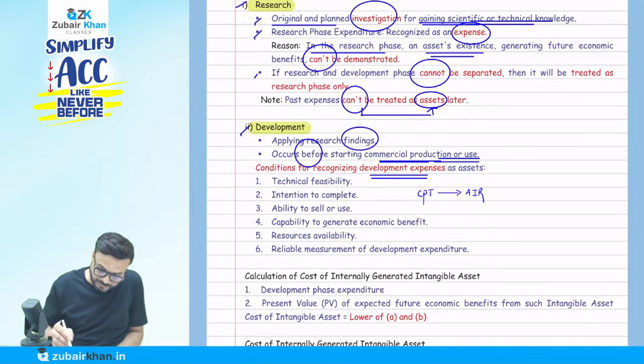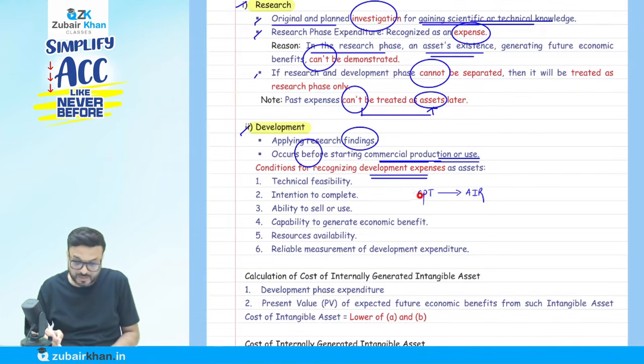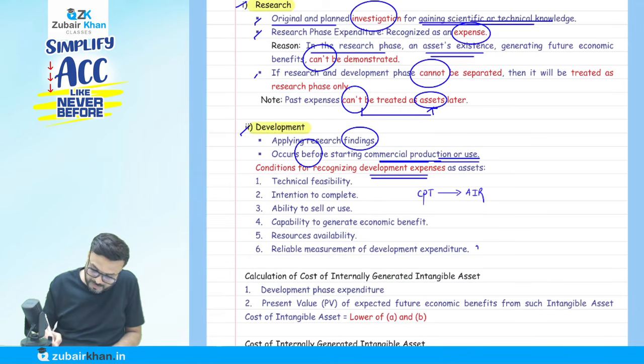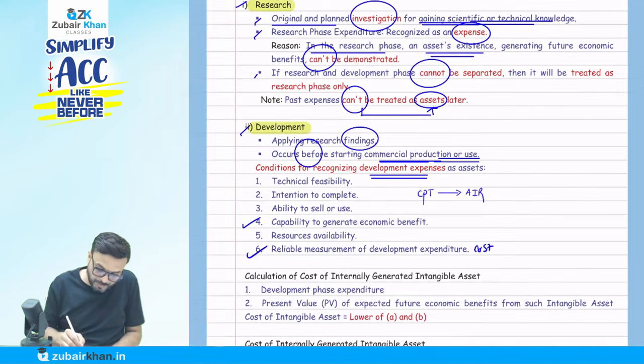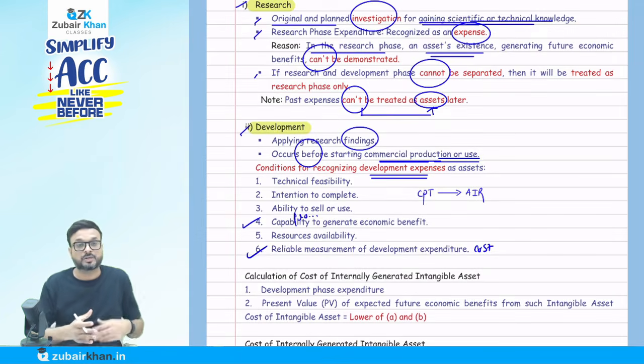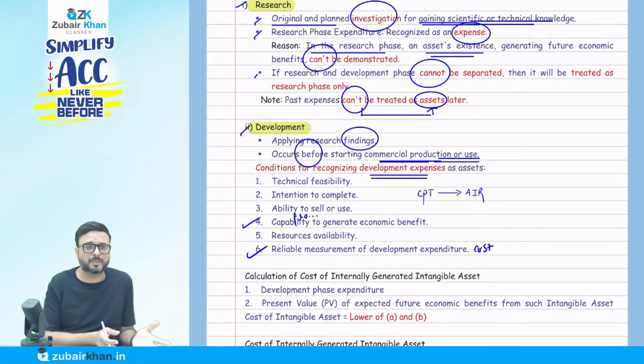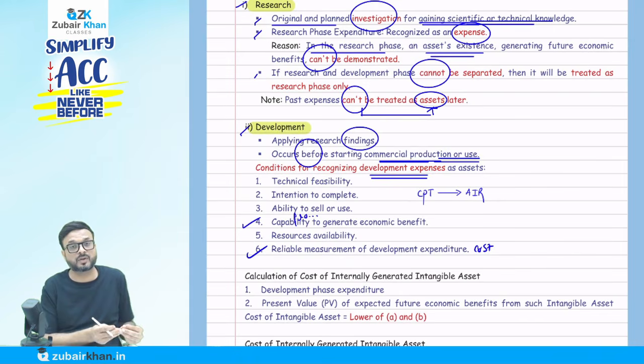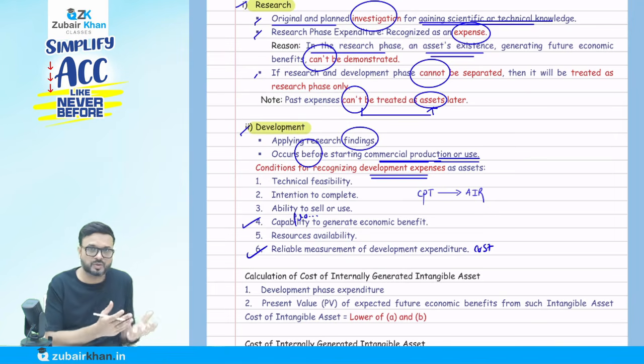6 conditions. C is capability, related to the cost. One by one: C is related to what? The cost. So cost can be measured reliably. They are saying reliable measurement of the development expenditure. This is related to the cost. Cost can be measured reliably. P is the probable future economic benefit, the capability to generate a future economic benefit from that asset. So first, C is that the cost can be measured reliably, and P is the probable future economic benefit.